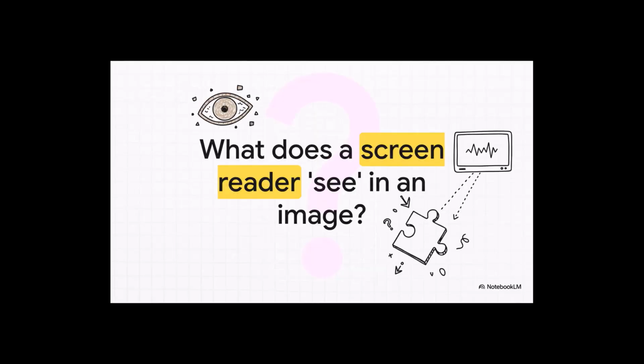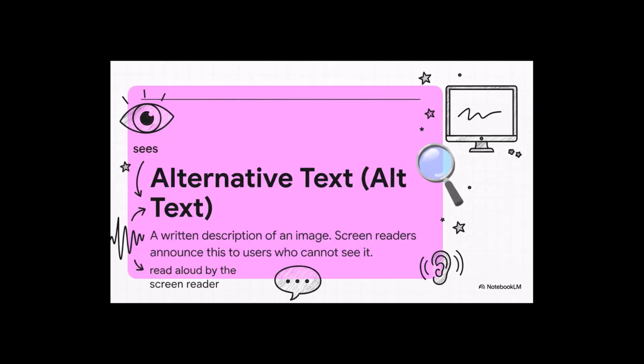Now let's talk about images for a second. They can be awesome, right? But what happens if you can't see them? What does a screen reader actually see when it bumps into a picture in your document? Well, it sees something called alternative text, or alt text for short. This is just a short written description that you provide, and it gets read aloud by the screen reader. It's basically your way of describing the image to someone who can't see it.